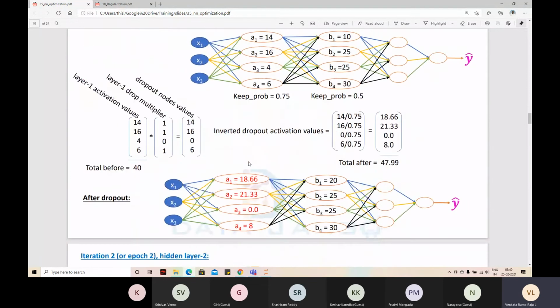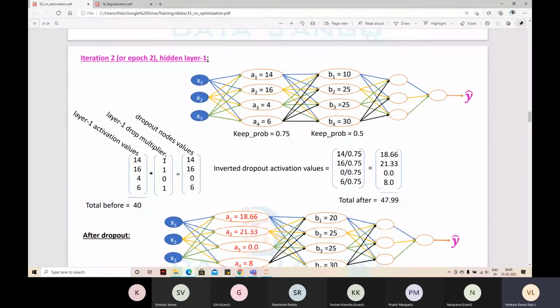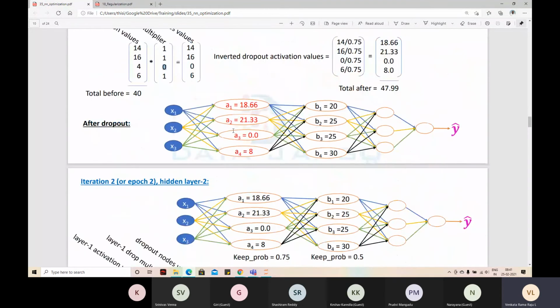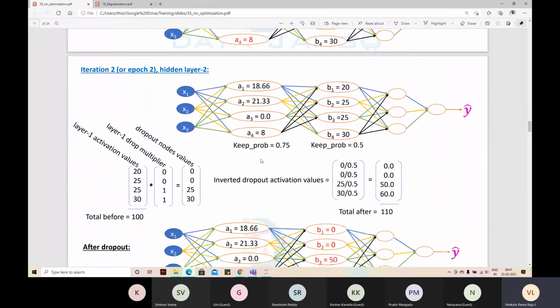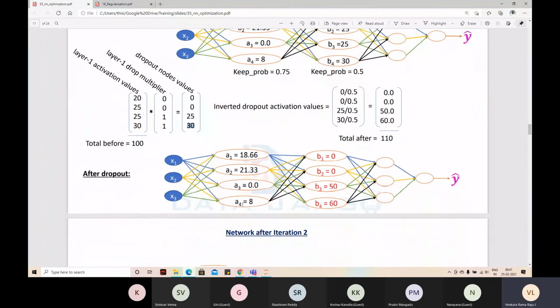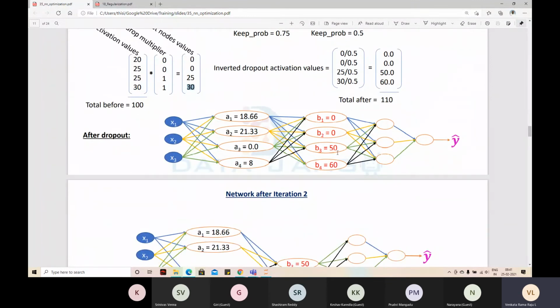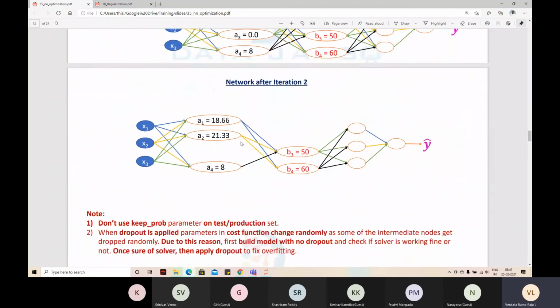See, in the next iteration, I have chosen a random dropout multiplier where 0 is here. So this time what happens? This node is gone. Okay, this node is gone, right? On the second one also, see, first 2 are zeros and second 2 are ones. So now what happened? These 2 nodes will go, and so this time these weights got trained.